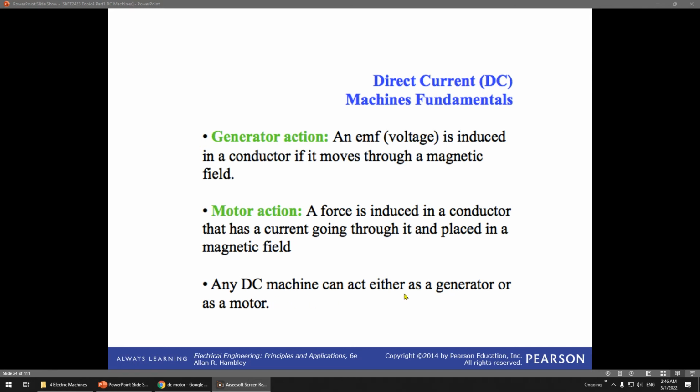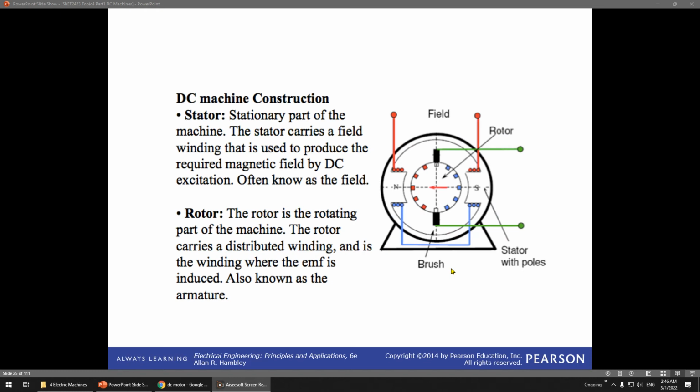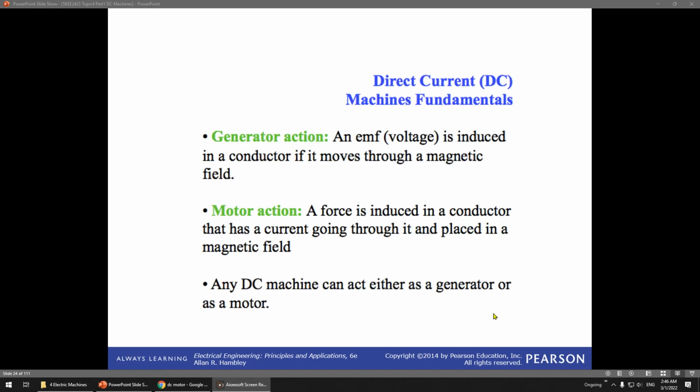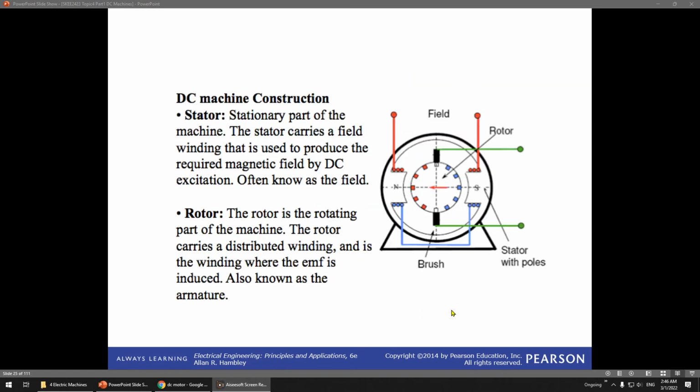Any DC machine can act as either generator or motor. So if you have a DC machine and you apply voltage at the terminals, it will become a motor. But if you rotate the machine, it will become a generator. This is what this sentence means: you can interchange, a DC machine can be either generator or motor. This does not apply to AC. AC is different.